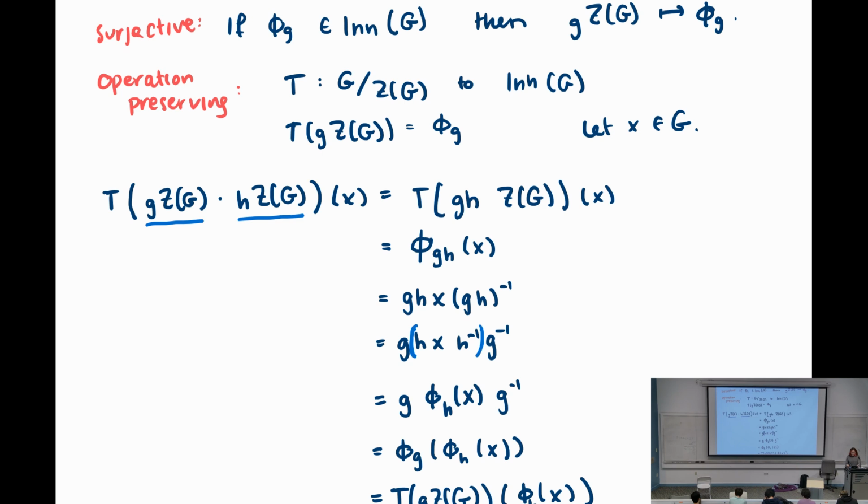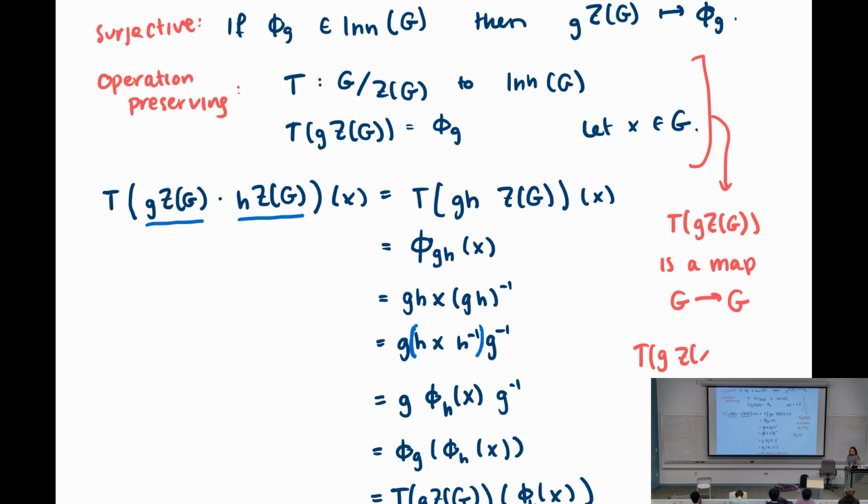So let me write this as an aside. Let's say I have T and I apply it to some element of the factor group. This is a map from G to G. So I can ask, what does this map do to an element x in G? And then, instead of putting in just one element gZ(G), I'm putting in the product of two elements. Does that make sense? Okay.